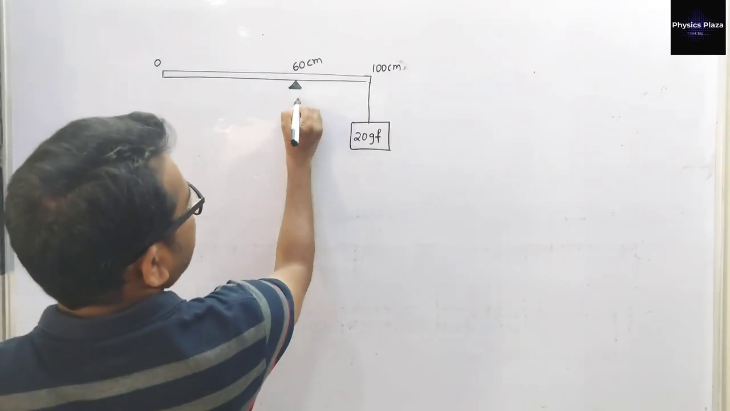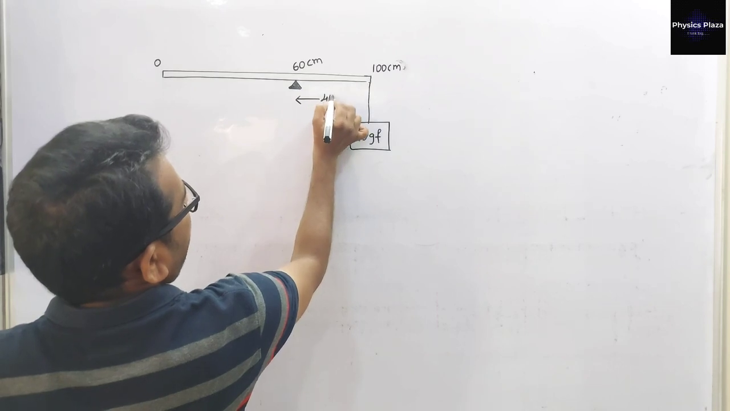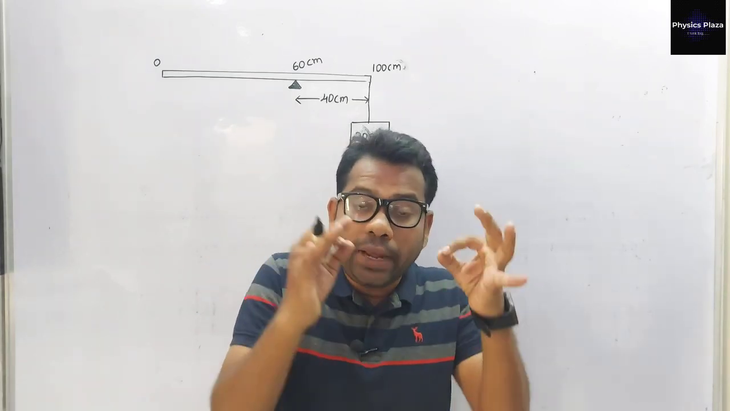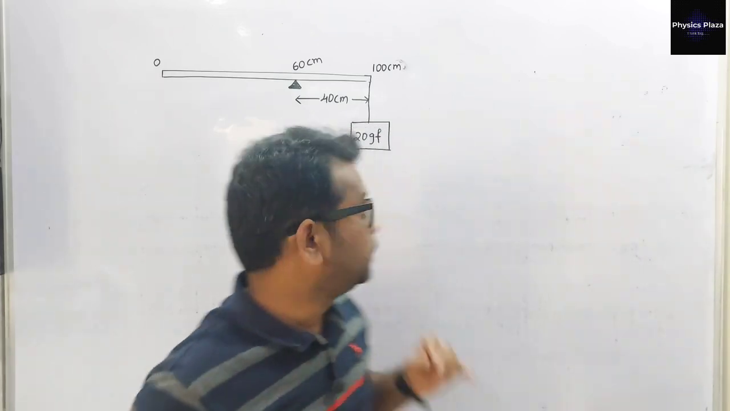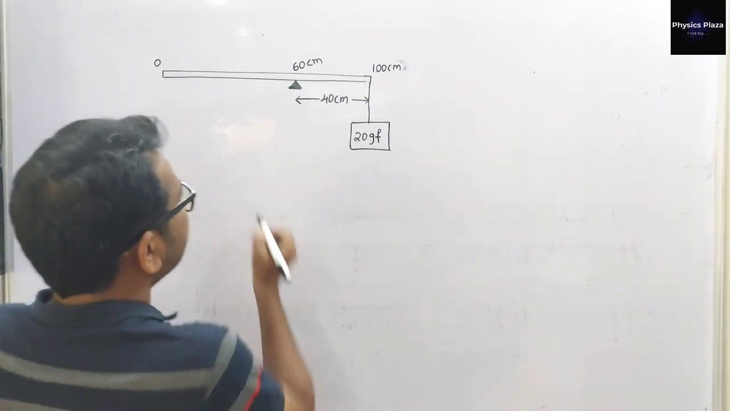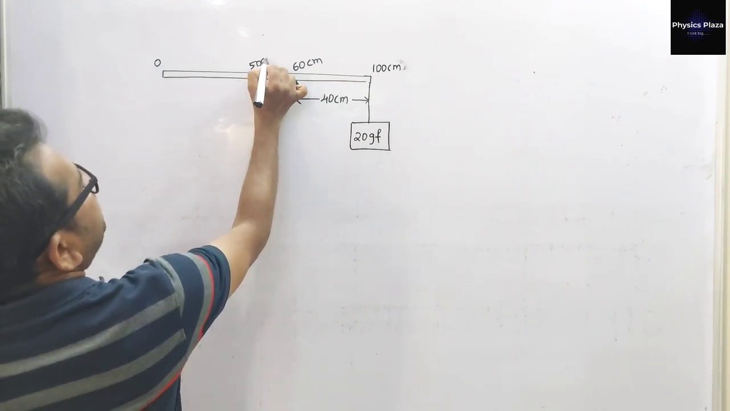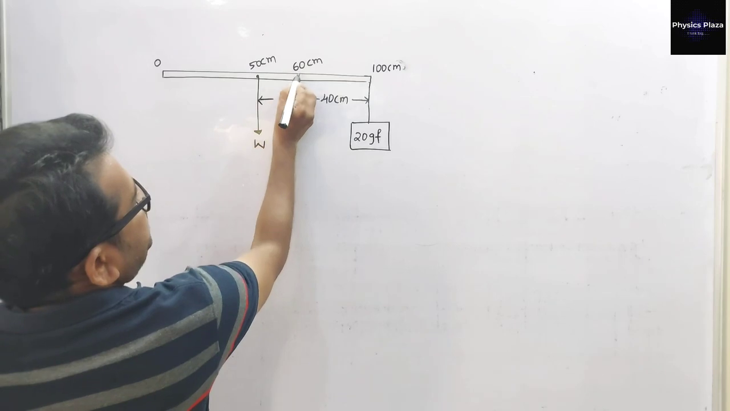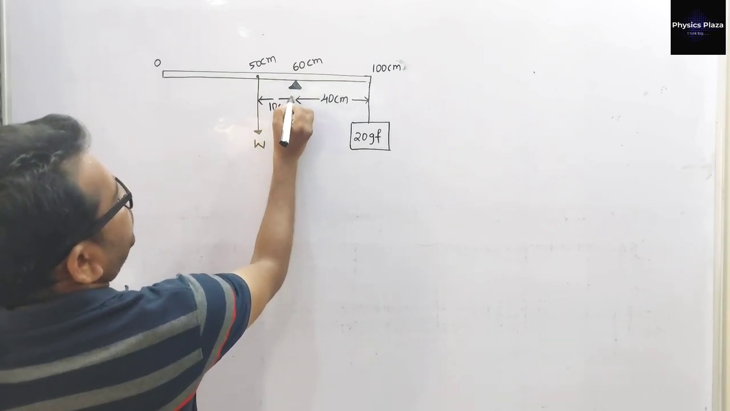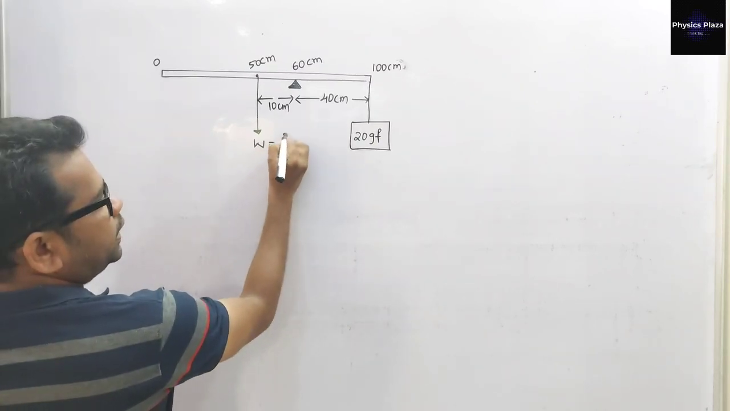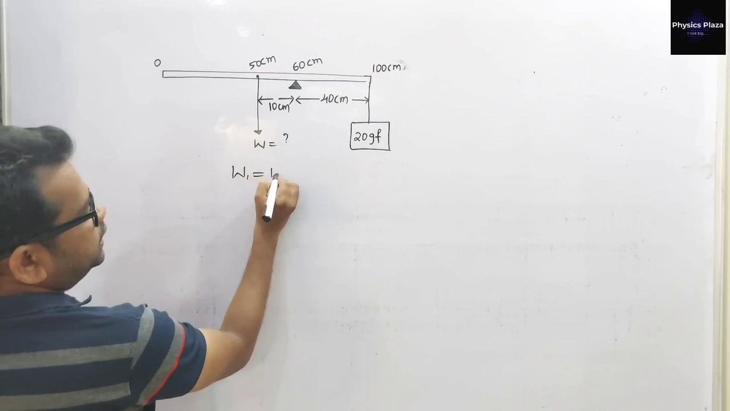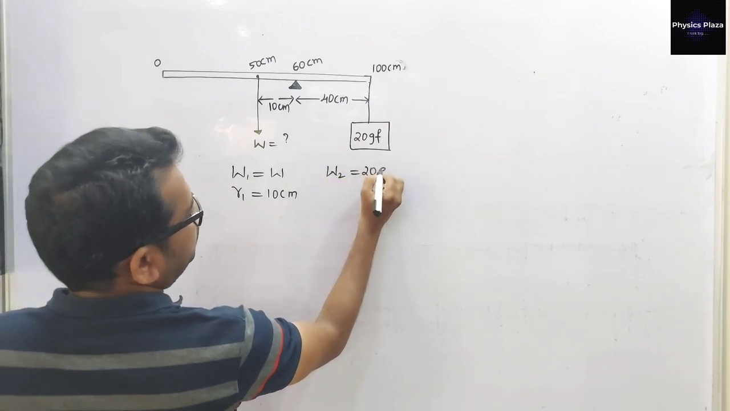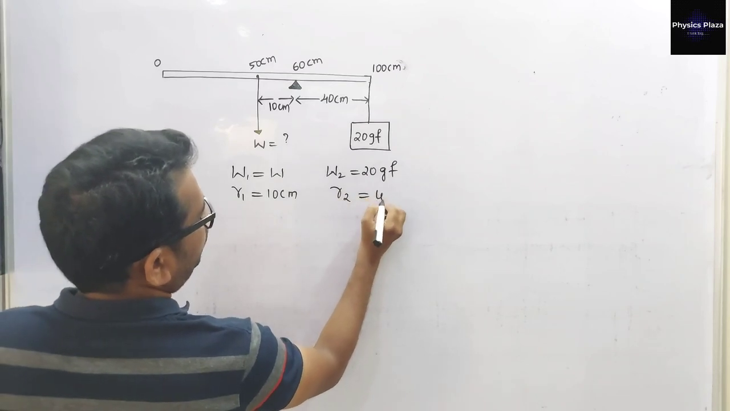Now children, this perpendicular distance is how much? 100 minus 60, which is 40 centimeters. As it is mentioned, a uniform meter rule, the total weight of the meter rule will act exactly at its center of gravity. Anyhow, we'll be discussing center of gravity, not to worry. So at this midpoint, the 50 centimeter mark, is the point where the total weight of the meter will act. At what distance? 60 minus 50, 10 centimeters. So here let us say W1 is W, R1 is 10 centimeters, and W2 is 20 gram force, then R2 will be 40 centimeters.